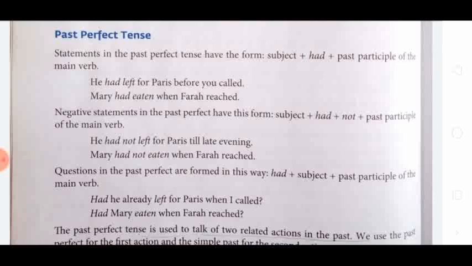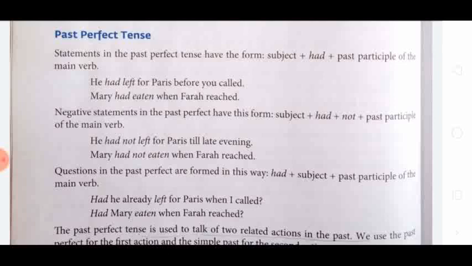Mary had eaten when Farah reached. Here, if you are going to see, two actions are there. And you can see that both actions are completed in the past. It is very easy to fill in the blanks when we are using the past perfect tense. Usually two actions are there completed in the past, then the action which is completed earlier will be in the past perfect, whereas the next action which is completed is in the simple past.